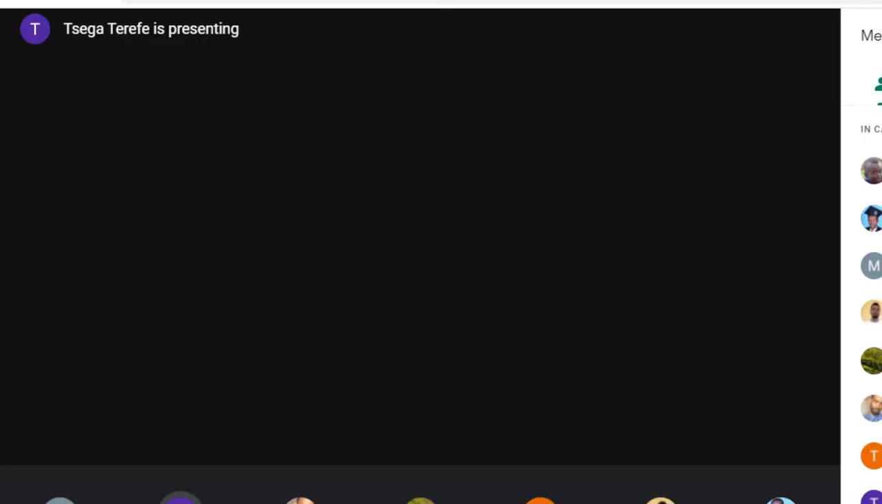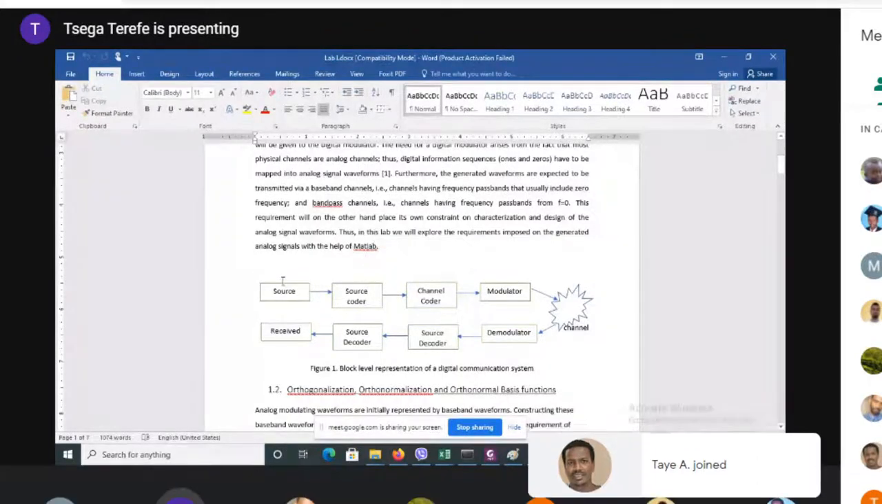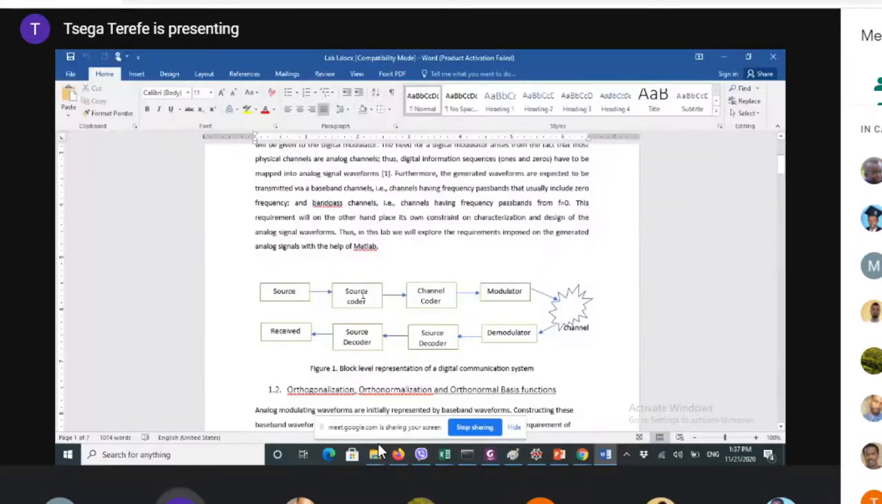So today we will go back and look at the source. Even if you design a modulator that is efficient in terms of bandwidth, data rate, and energy, you need to consider how to model your source. If you represent a symbol with inappropriate logical values, then whatever you do at the modulator or at the channel encoder will be meaningless. So today we'll see how you can represent a source and what the functionality of a source encoder is in digital communication systems.